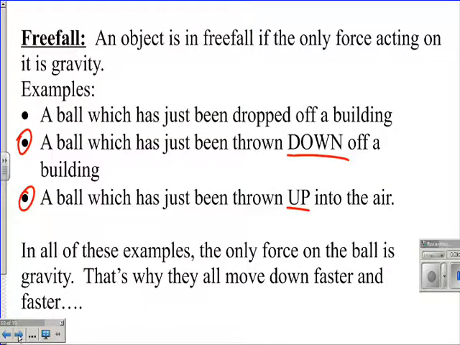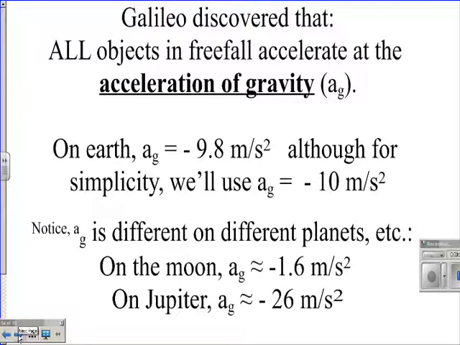All right, so Galileo made a really important discovery about this, and he discovered that all objects in free fall are going to accelerate at what's called the acceleration of gravity. Acceleration of gravity. I'm going to use the symbol a with a little g subscript. A lot of books, most books, if I'm being honest, just use a lowercase letter g. For a number of reasons, I stopped doing that, and I can talk about that more in class.